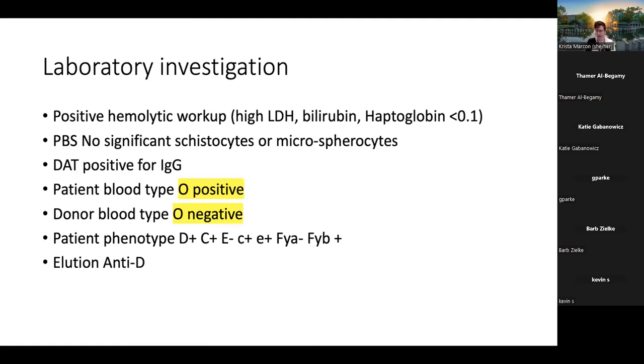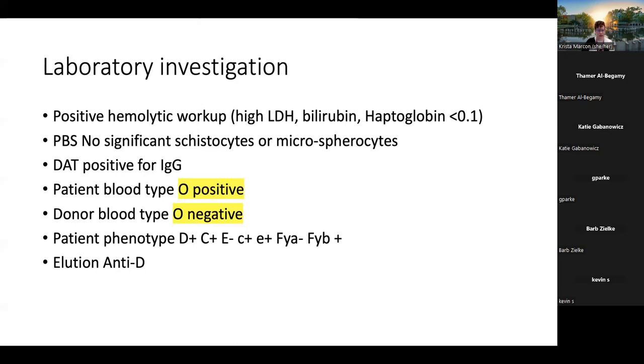So back to our case. Our patient had a positive hemolytic workup. He had an elevated LDH, elevated bilirubin, and a low haptoglobin level. The peripheral blood film showed no significant schistocytes or microspherocytes. A sample was sent to the blood bank, which revealed a weakly positive DAT for IgG. The patient's blood type was O positive, while the donor blood type was O negative.